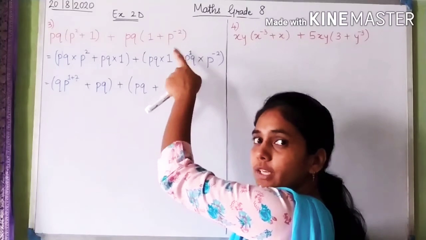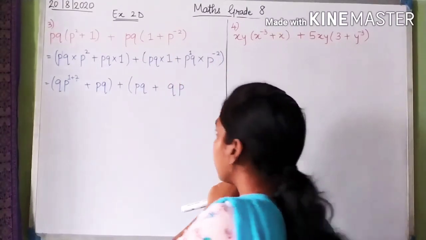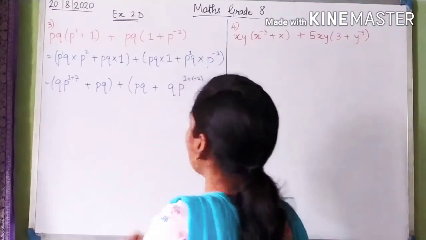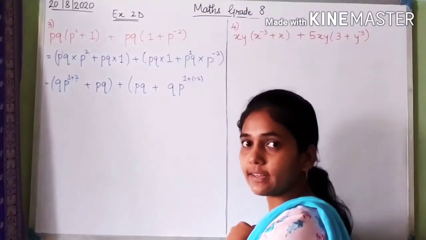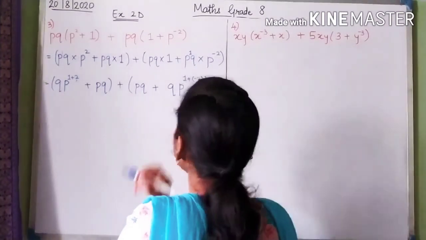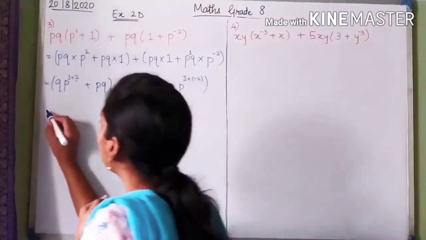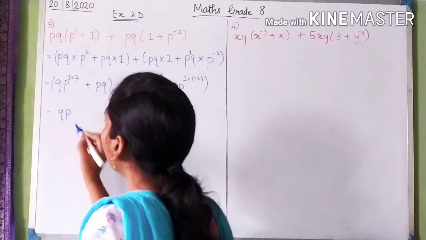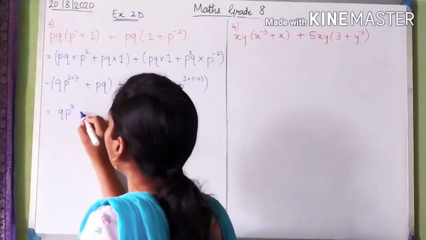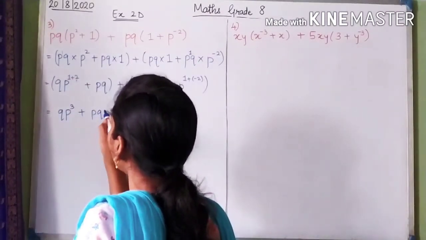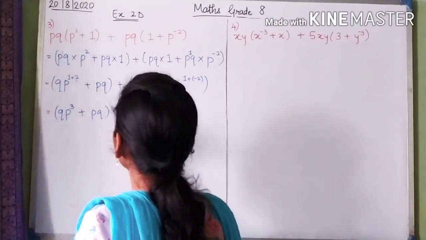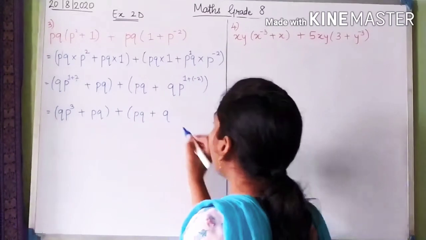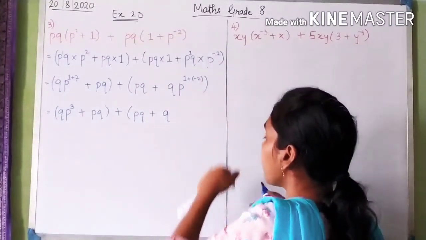So what do we do? We add their indices, right? So I need to add 1 plus minus 2, because we add the indices. Then this is the second step. Now we go to the third one. Q p raised to 1 plus 2 is 3 plus PQ plus PQ plus Q. And what is P raised to 1 plus minus 2?